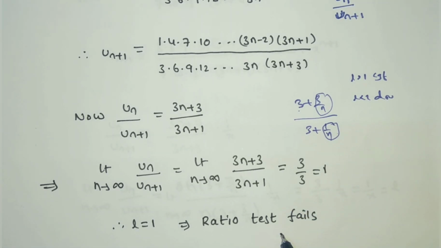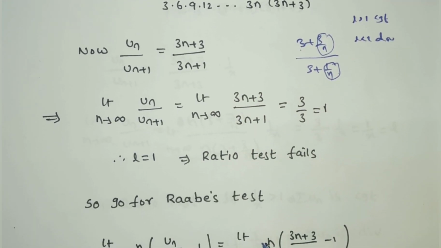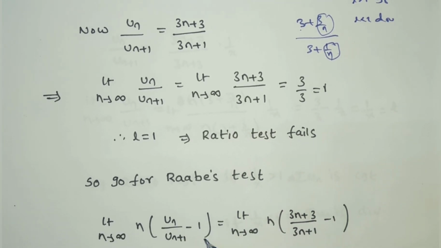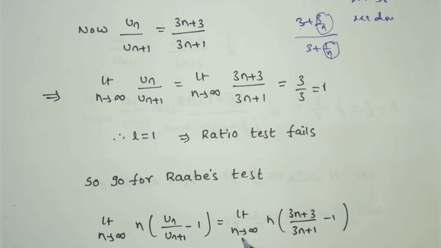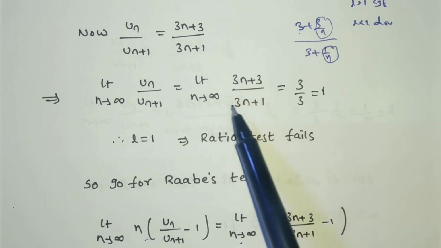So what can we say now? The ratio test fails. When the ratio test fails, you have the Raabe test, the Gauss test, and the logarithmic test. The limit here is only 1, so go for the Raabe test. In the Raabe test, you want the limit as n tends to infinity of n into un by un plus 1 minus 1. What is un by un plus 1 we have? It is 3n plus 3 by 3n plus 1.